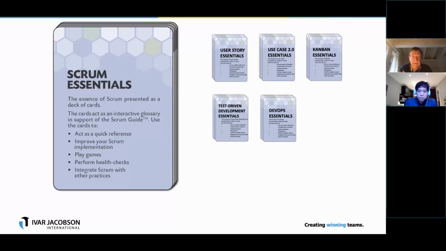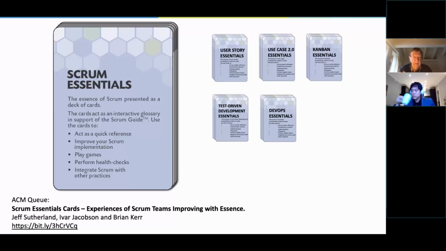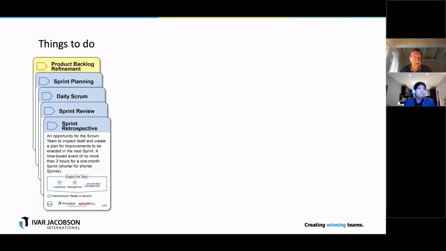So let's look at how we use it for Scrum, just to get one really good example. By the way, there is a paper published in ACM Queue. It's a very prestigious publication. The title is Scrum Essentials Cards. And here you'll see 6 games played with these cards. I will just show you one of them. But first I'll present the cards. There are things to do in Scrum. Totally there are 21 cards, the whole Scrum.